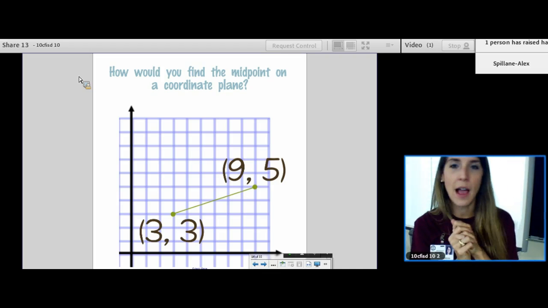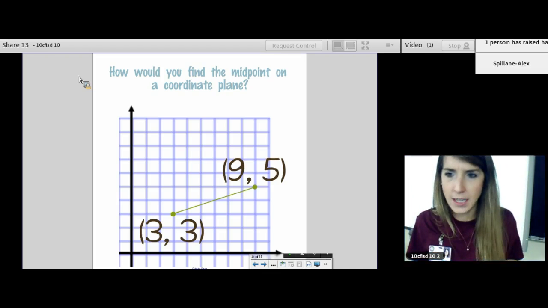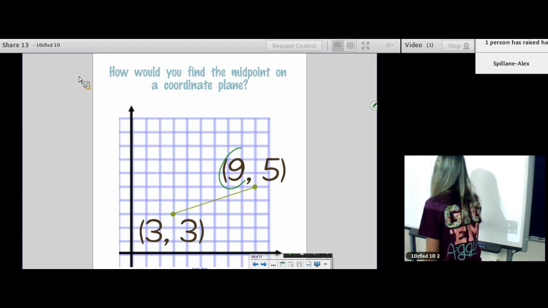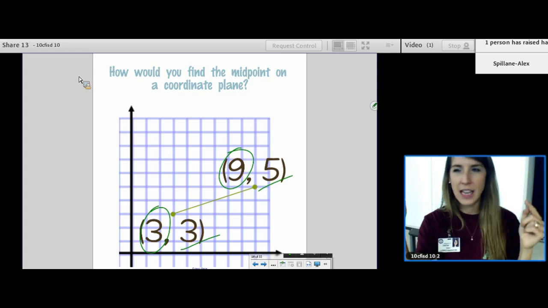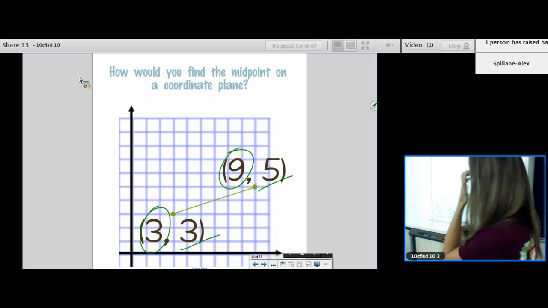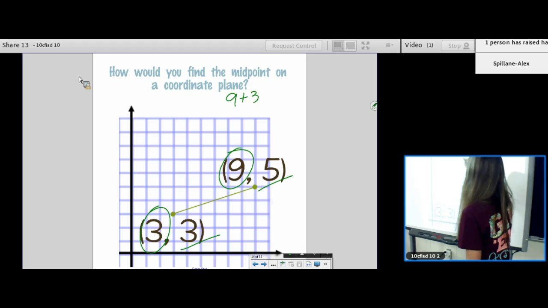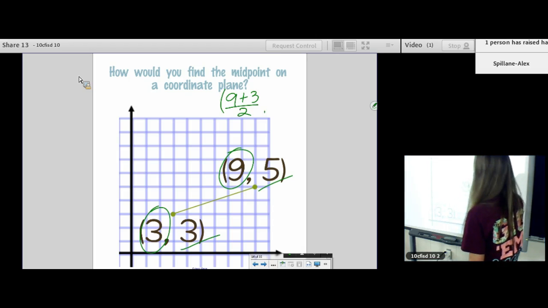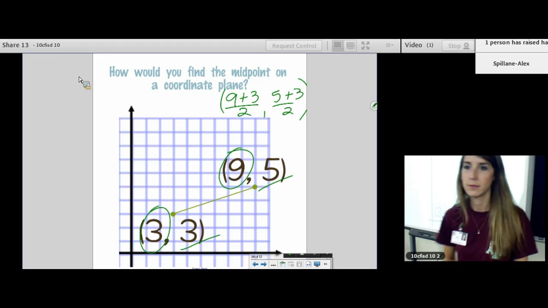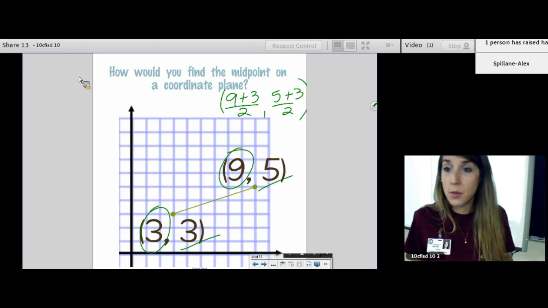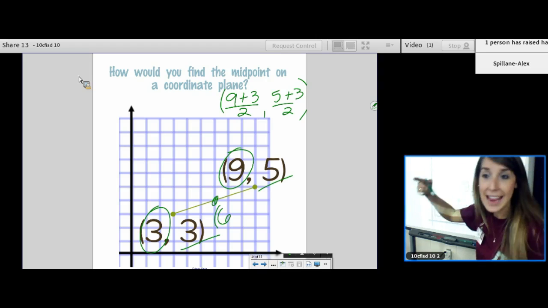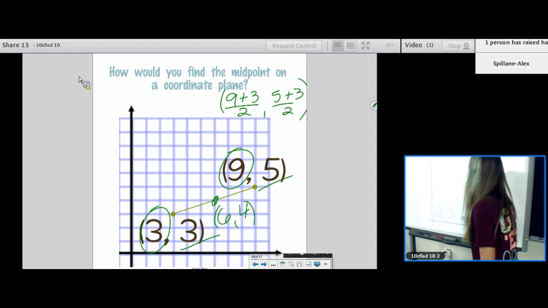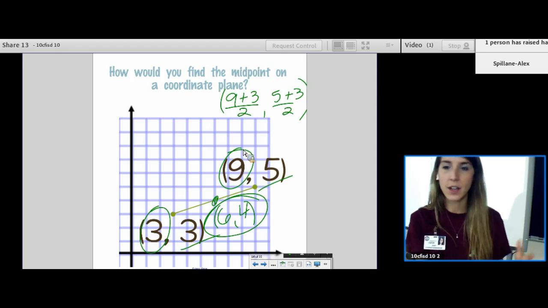Now, when we found it on a number line, we just added them up and divided by 2, right? So, could we do the same thing here, but just average the x's and then just average the y's? Would that work? Let's see. Add my x's and divide by 2. Add my y's and divide by 2. 9 plus 3, 12. 12 divided by 2, 6. 5 plus 3, 8. 8 divided by 2, 4. Wow, we got 6, 4. We got the answer using a formula.